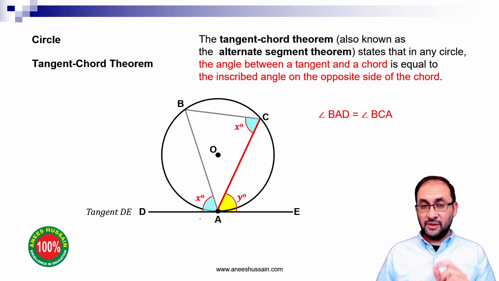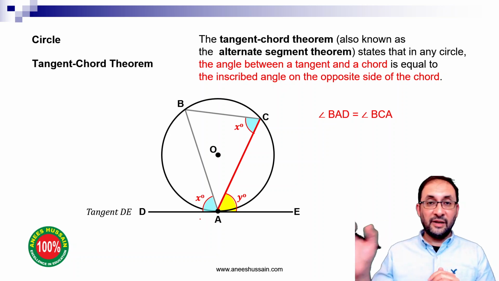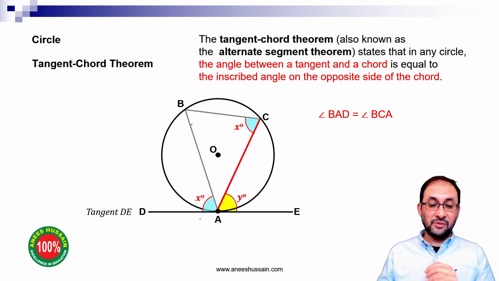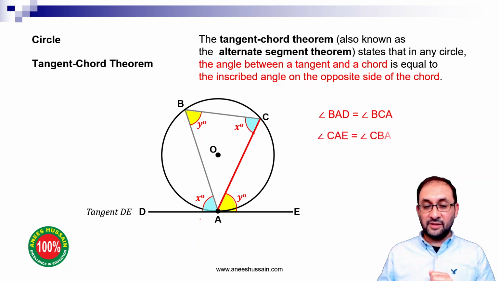So this particular angle, angle CAE, is going to be equal to the angle extended by the chord AC onto the other side, which means to the left side of the circle. And that's going to be the angle CBA. So if angle CAE is y degrees, then CBA is also going to be y degrees. So we can say angle CAE equals angle CBA.